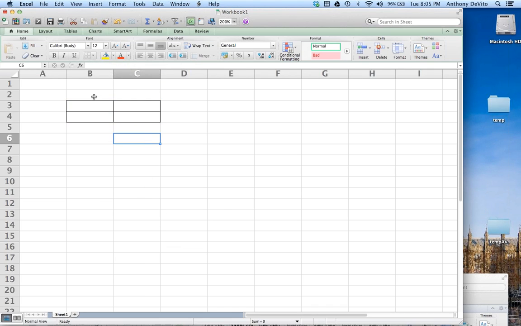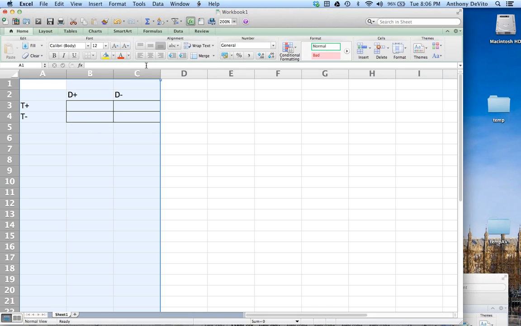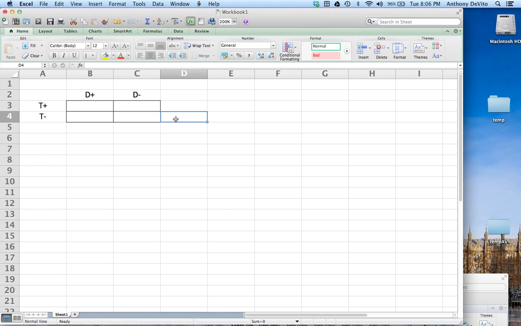Okay, here's my box. This is going to be disease positive. This is going to be disease negative. This is going to be test positive. This is going to be test negative, just like we would on any of our diagnostic tests. Let me just format this a little better. Okay, so I'm going to say that we're going to work with a population of 1,000 people.